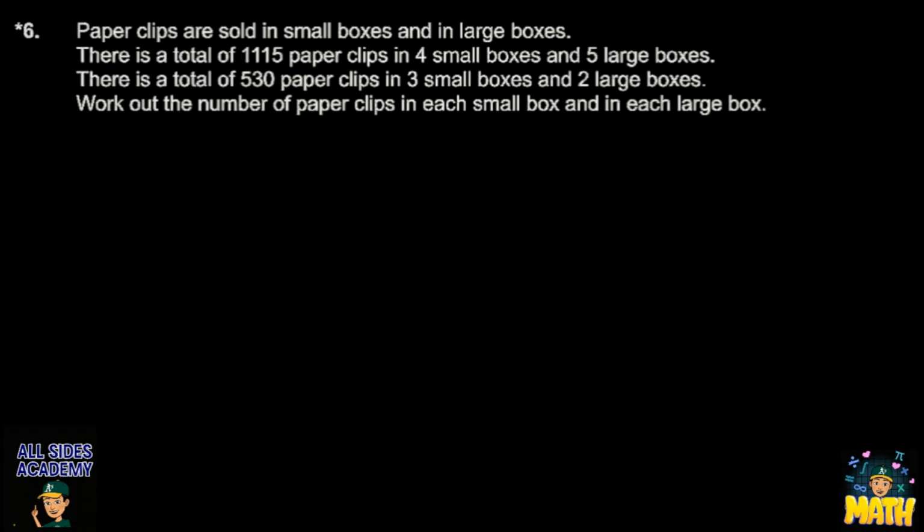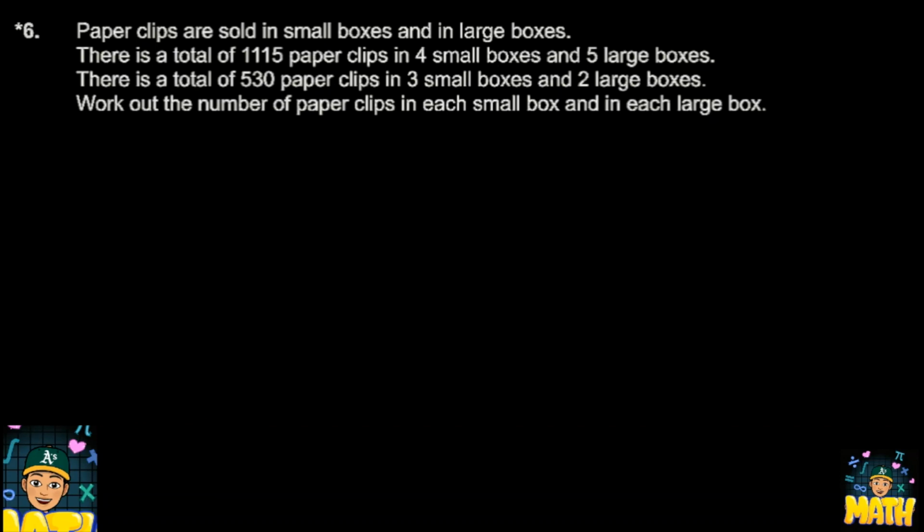Paper clips are sold in small boxes and in large boxes. There is a total of 1,115 paper clips in 4 small boxes and 5 large boxes. There is a total of 530 paper clips in 3 small boxes and 2 large boxes. Work out the number of paper clips in each small box and in each large box.